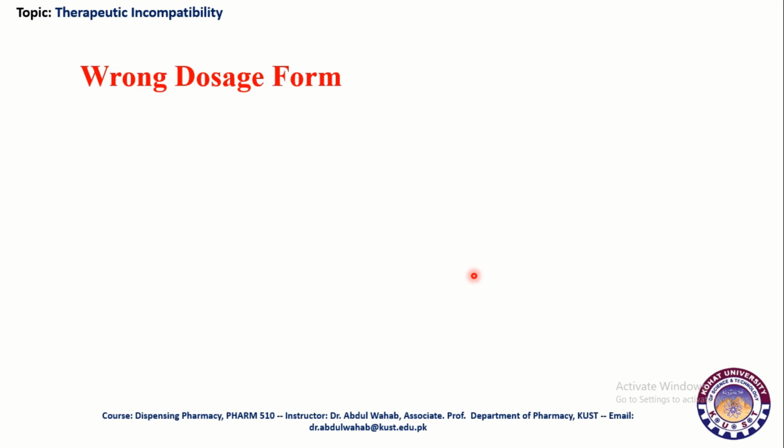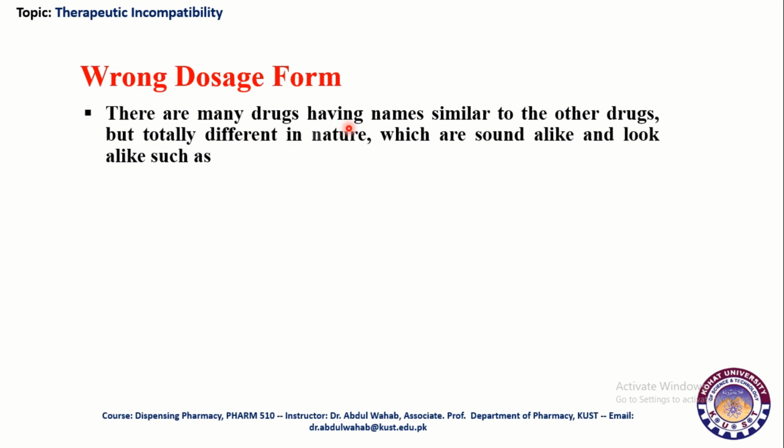Similarly, a wrong dosage form. There are many drugs having names similar to other drugs but totally different in nature, which sound alike and look alike, such as Merex, anti-asthmatic drug, and Atorex, anti-allergic. So there is similarity in names, in sound, and look, like you can see over here, Merex and Atorex. Merex is an anti-asthmatic drug and Atorex is an anti-allergic drug.